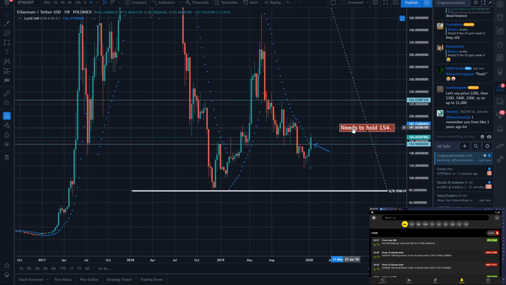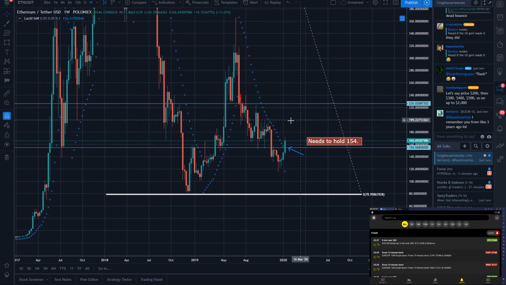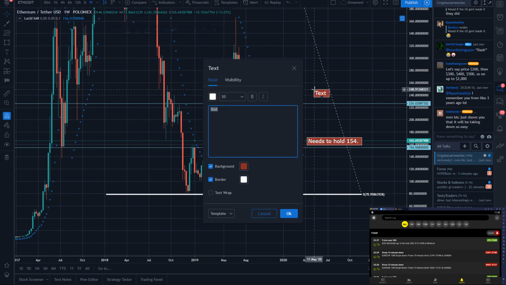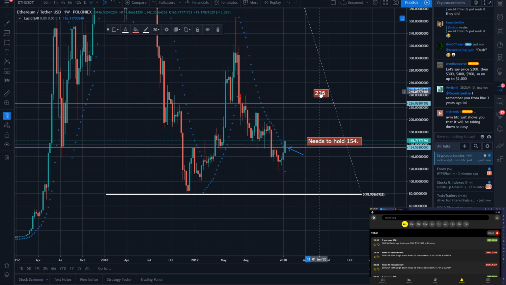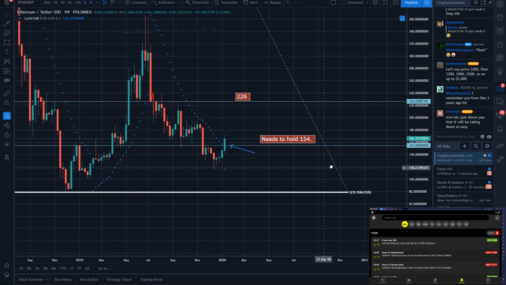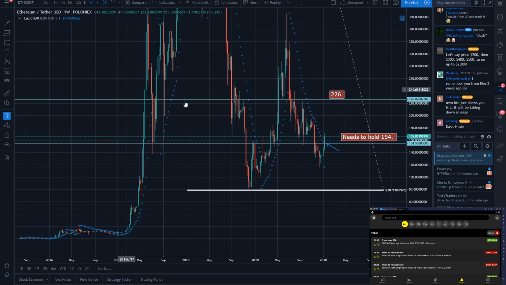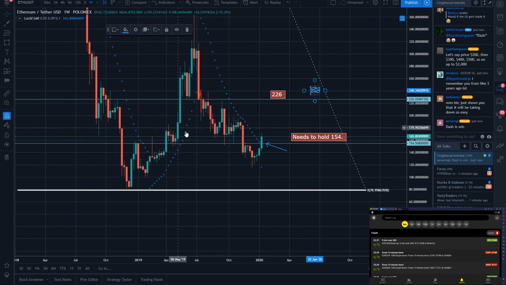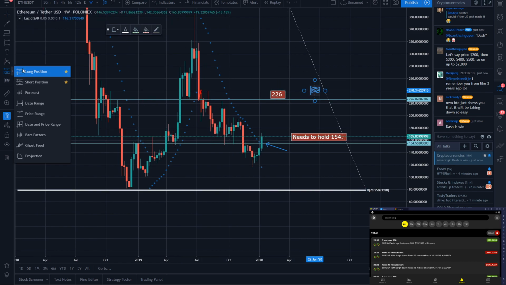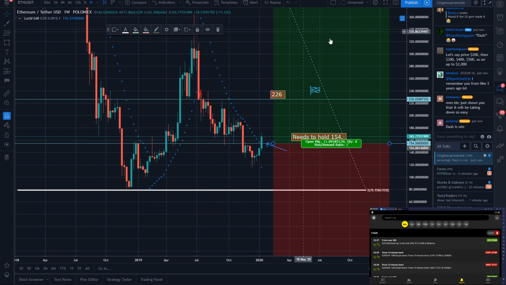and if 1540 holds, your target is 226 for ETH. So that's for Ethereum. Let's see if this holds. I will put a flag here, finish line, and here is your target. Let's see if it's a good risk to reward ratio.